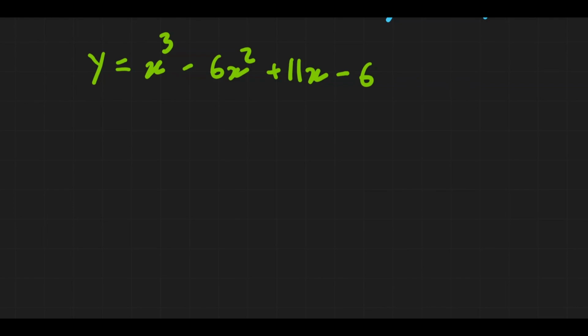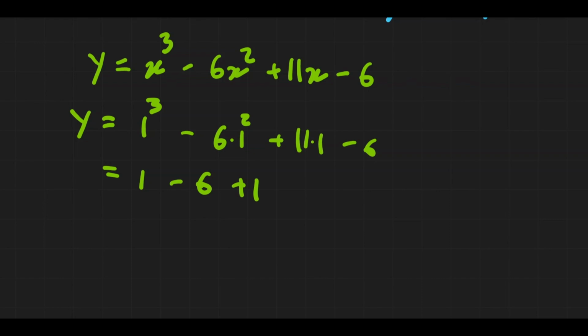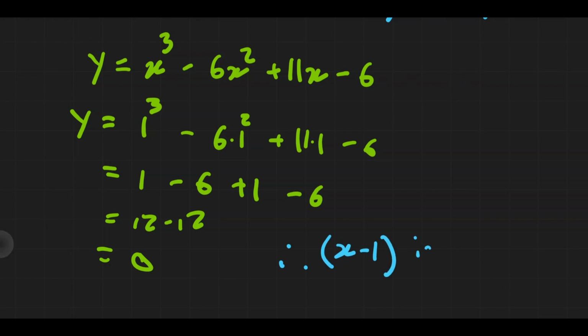And it just so happens that when we substitute x equals 1, y equals 0. So y equals 1 cubed minus 6 times 1 squared plus 11 times 1 minus 6. So that equals 1 minus 6 plus 11 minus 6, equals 12 minus 12, equals 0. Okay, so therefore x minus 1 is a factor.